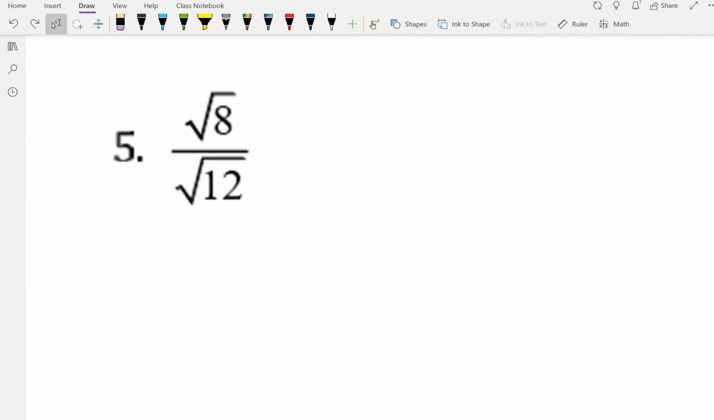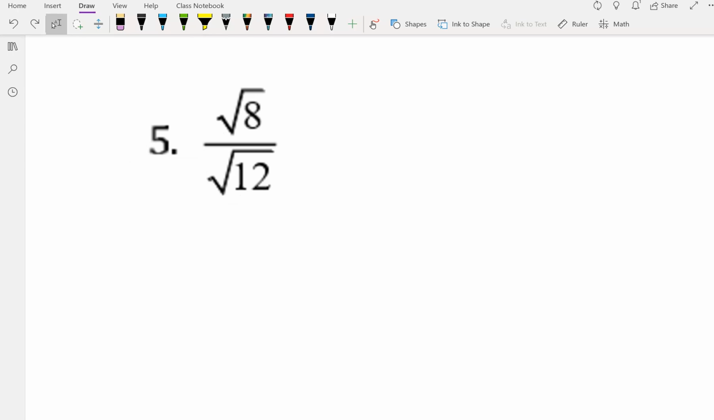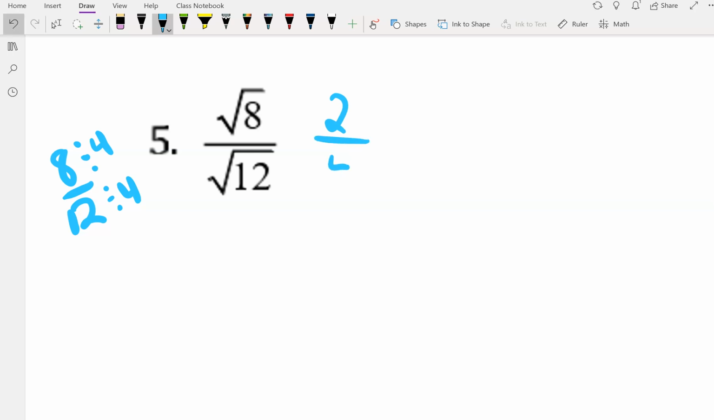Alright. Next one. So here's an example of one where it's going to save yourself a lot of time if you reduce the fraction first before the radical. So we're just reducing 8/12 first. What goes into both 8 and 12? They both are divisible by 4. 8 divided by 4 is 2, and 12 divided by 4 is 3. Oops, 3, sorry. 3. But remember, we didn't deal with the radicals yet. They both still have radicals on them.